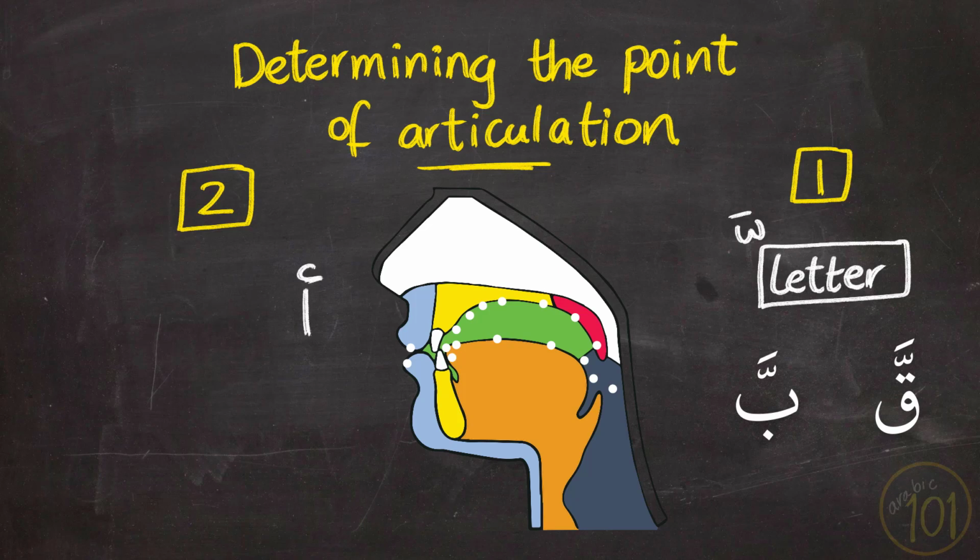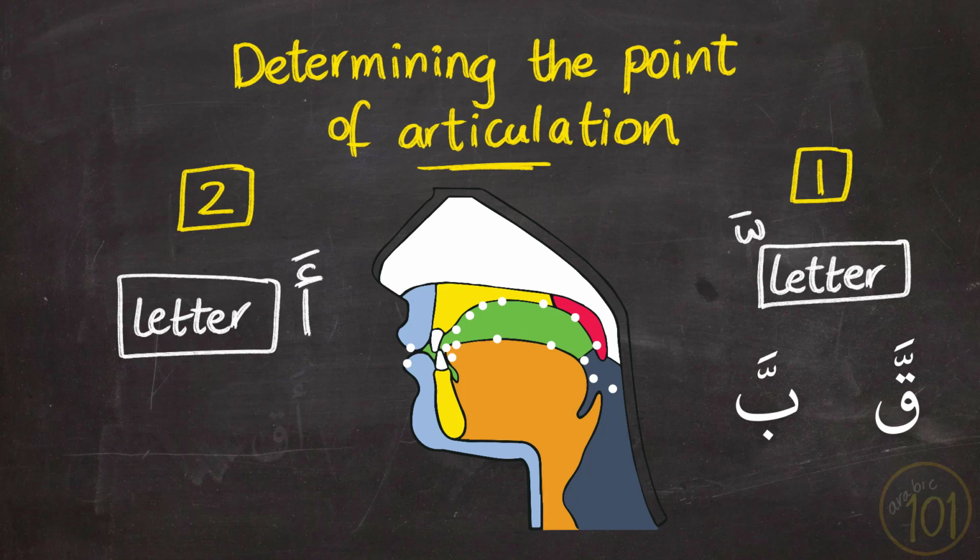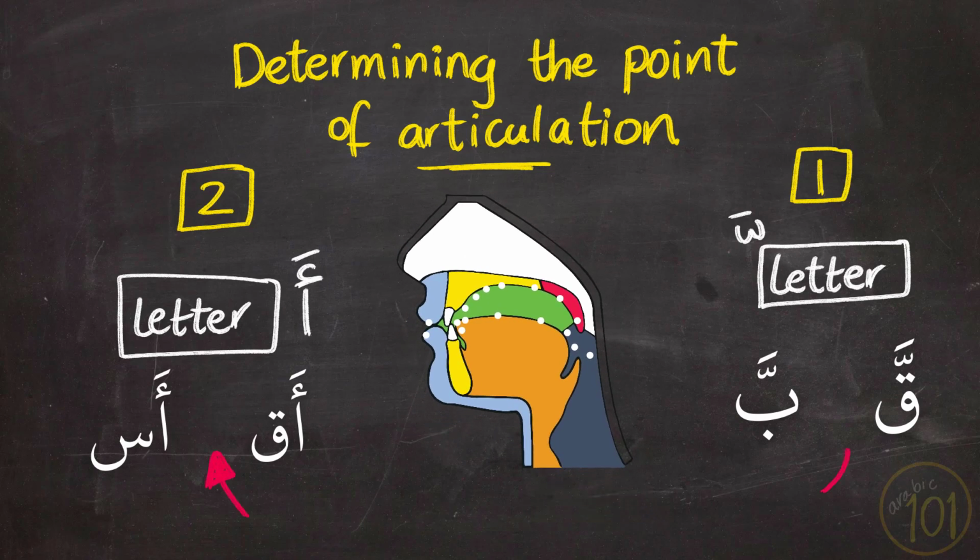Another way is using hamza with fatha on it, followed by the consonant you want to test. So then it would sound like this. Aqqa, aqqa, abba. This could also be a good method for you to compare your point of articulation for a particular letter to make sure that you're pronouncing the letter from the correct makhraj.